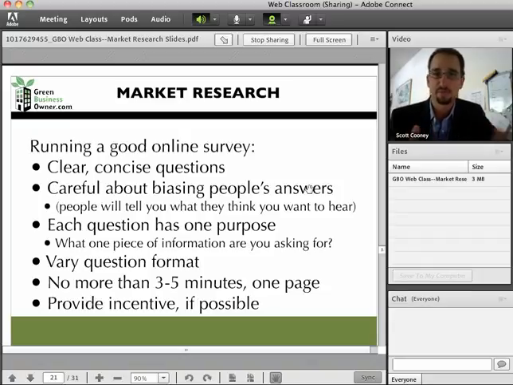Okay, and some lessons for running a good online survey through SurveyMonkey or through one of the other plethora of online tools that you can run surveys through. Make sure that you have clear, concise questions. Don't be aloof. Get to what you want to know. People don't want to guess, and they will get tired quickly if they don't understand your questions. They'll close the thing and not give you any data. You want to be clear, concise, as simple as possible.